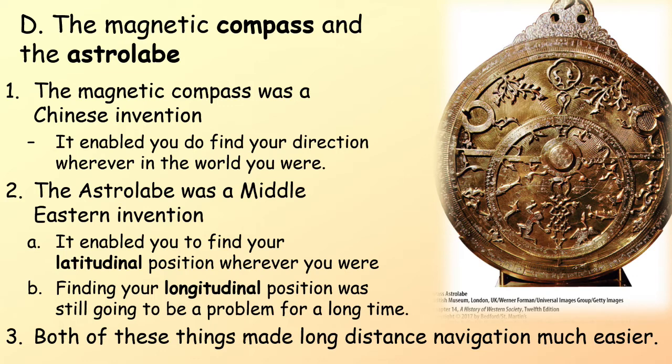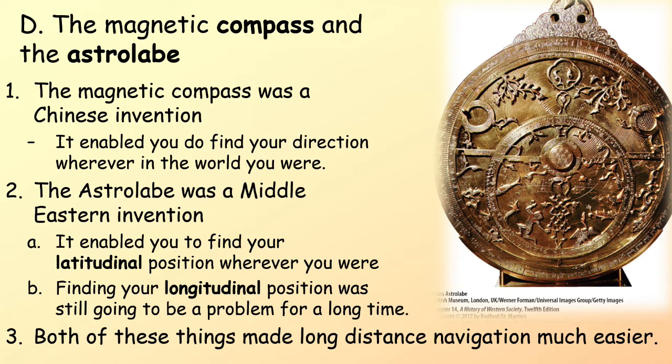Here's another piece of technology, the magnetic compass and the Astrolabe. The magnetic compass was a Chinese invention. It enabled you to find your direction wherever in the world you were. The Astrolabe was a Middle Eastern invention, and the Astrolabe enabled you to find your latitudinal position wherever you were.